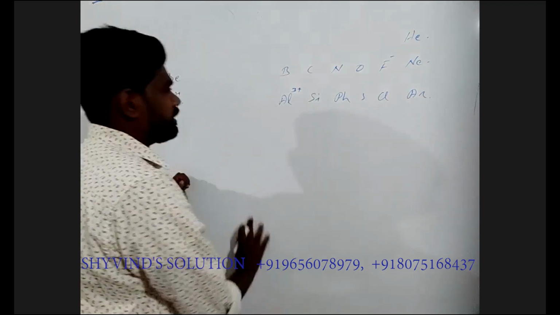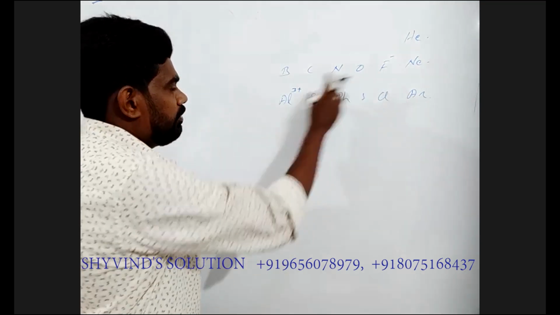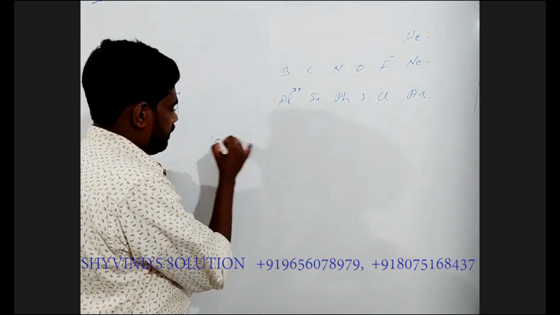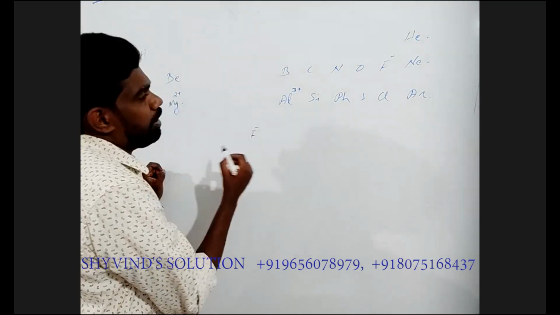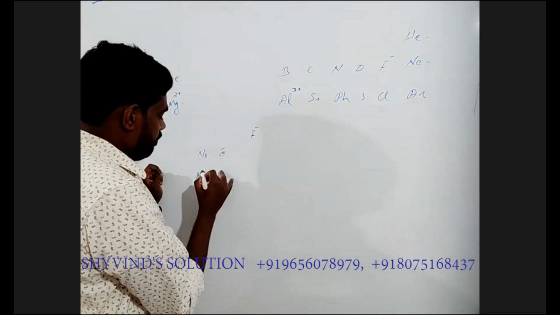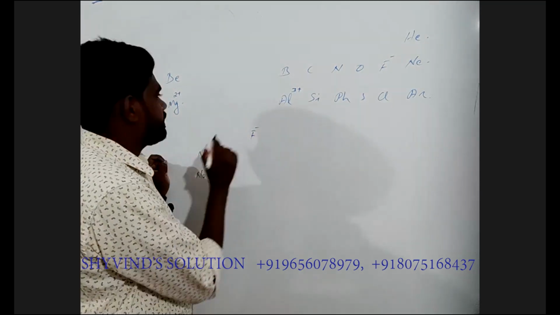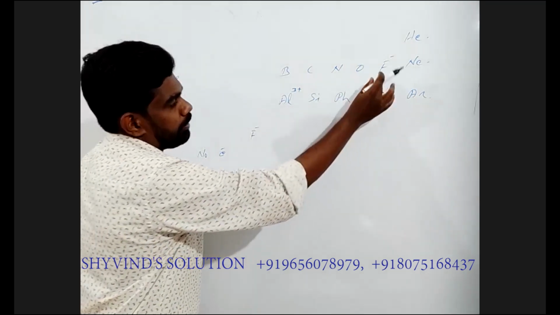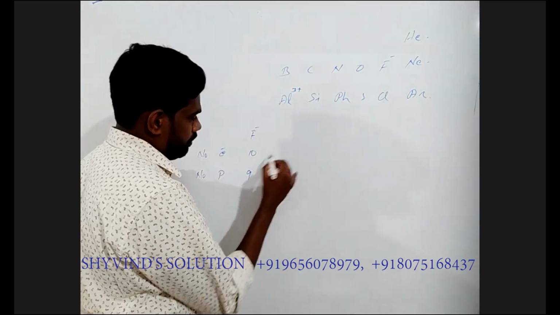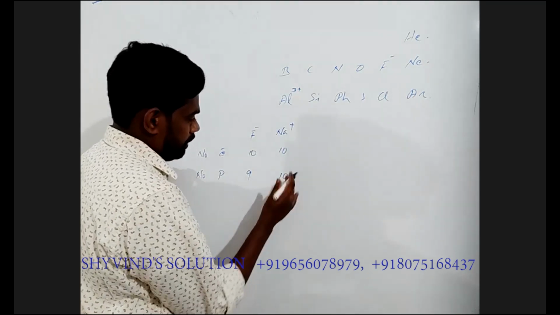But here for us, there is a problem because the charge on the elements is not the same. They are different. First one is F-. Let's represent the number of electrons and number of protons on each one. F- has atomic number 9, so there will be 10 electrons and 9 protons. Now we have Na+. It has 10 electrons and, sorry, 11 protons.